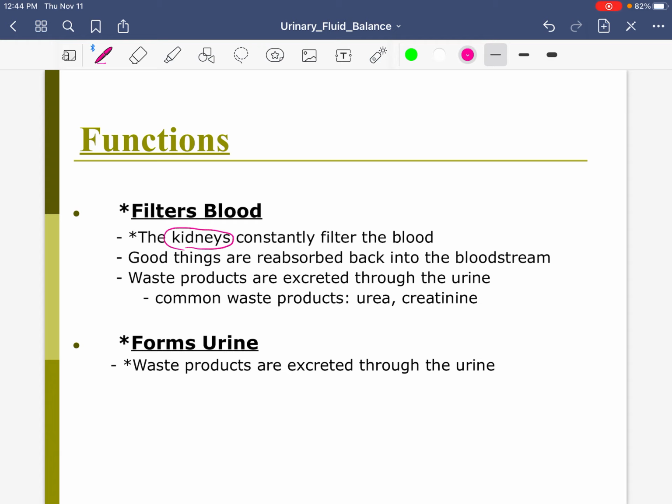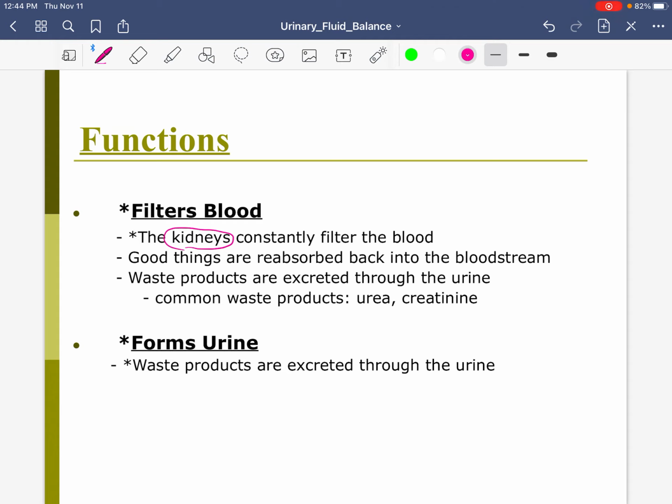Okay, the functions of the urinary system overall. The urinary system functions to filter the blood. That's the kidneys, right? So we've talked about other parts of the body that filter the blood, because the spleen can filter the blood. We talked about that in the lymphatic system and the immune system. The liver filters the blood. We talked about that in the digestive system. And here we see again another organ that filters the blood.